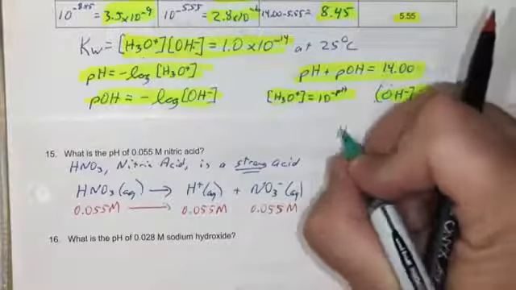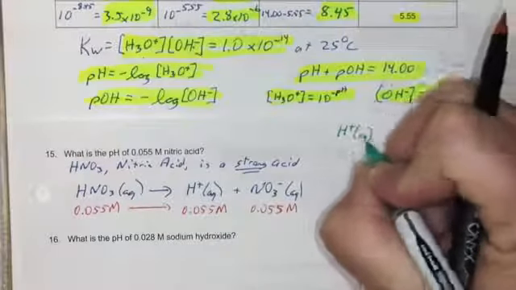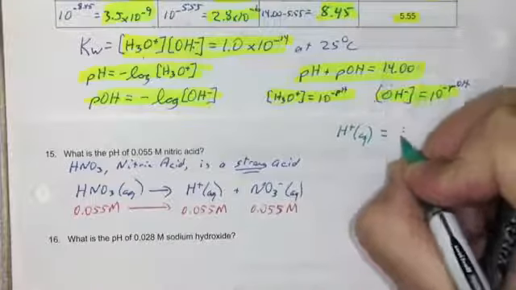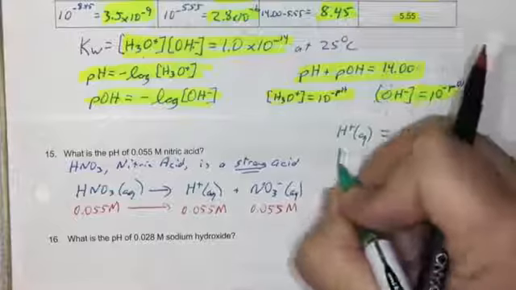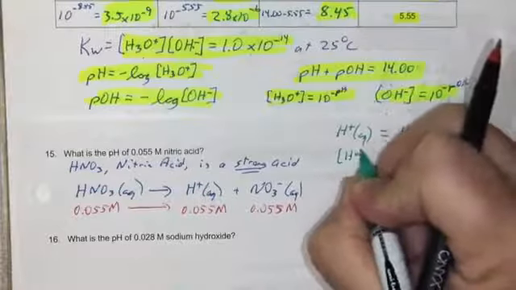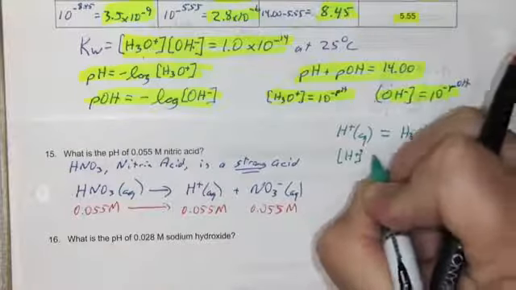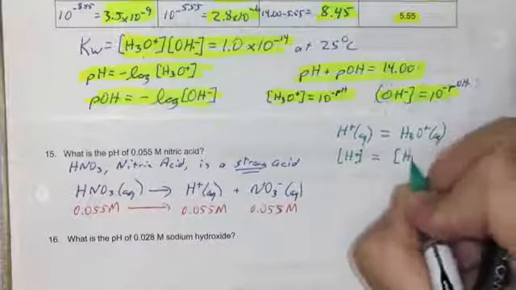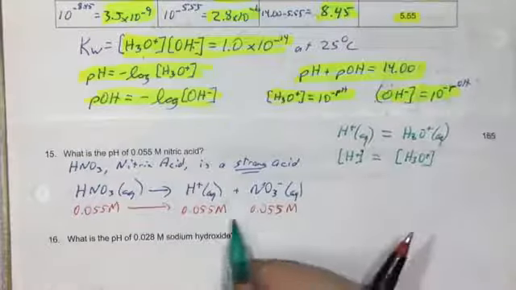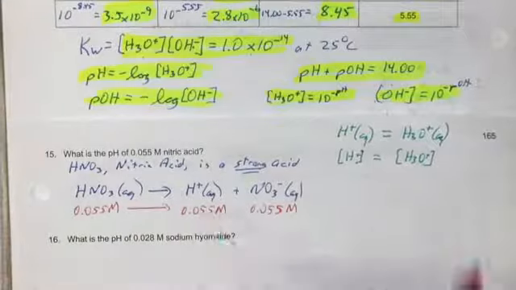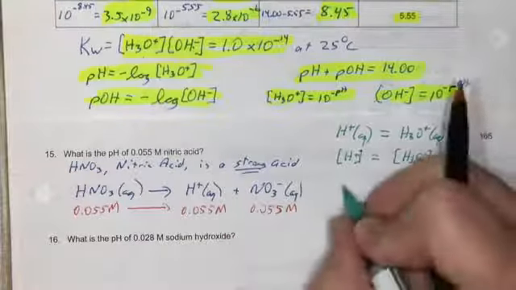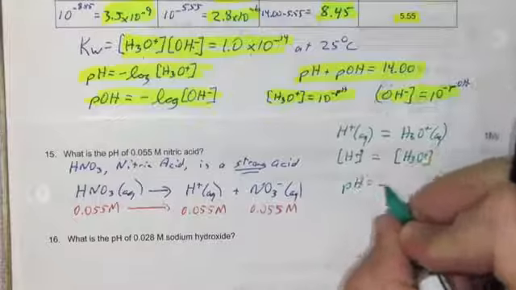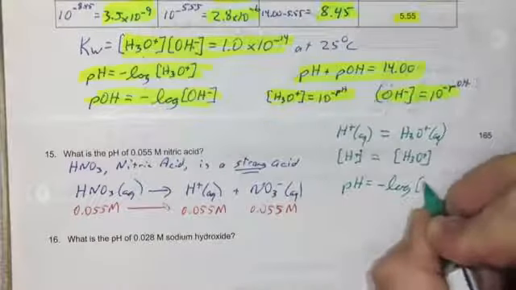Now remember that when we say H+ in aqueous solution, it means exactly the same thing as hydronium. H+ (aq) is exactly equivalent to H3O+ (aq). That is, the concentration of H+ is exactly equal to the concentration of hydronium. Now this is a strong acid. It completely dissociates, and so to get the pH, pH is equal to negative log of the concentration of hydronium.